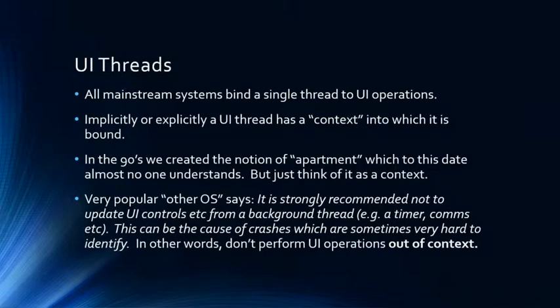Okay, so now, once we have these agile objects, guess what? They can be called from the UI. So now let's talk about UI and this new thing we called ASTA. All mainstream systems, not just Windows, have UIs that are thread-defined. Like if you on iOS call some part of the UI from the wrong thread, what happens? You get an error, right? Same thing on Windows.